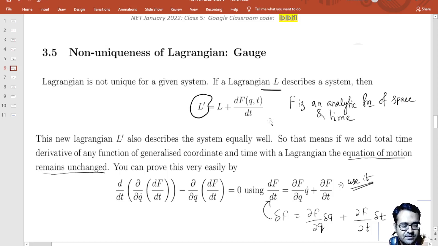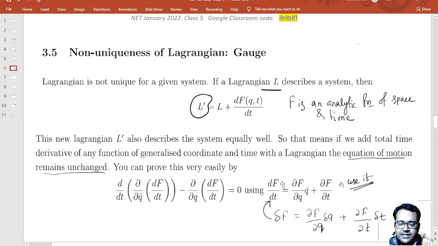So this would be a Lagrangian for the system also. Both L and L dash will describe the same system if L dash and L differ by a derivative of a function of space and time. So that means if we add the total time derivative of any function of generalized coordinates and time to a Lagrangian, the equation of motion remains unchanged. You can prove it, you can verify it. Each and every book has that theory.